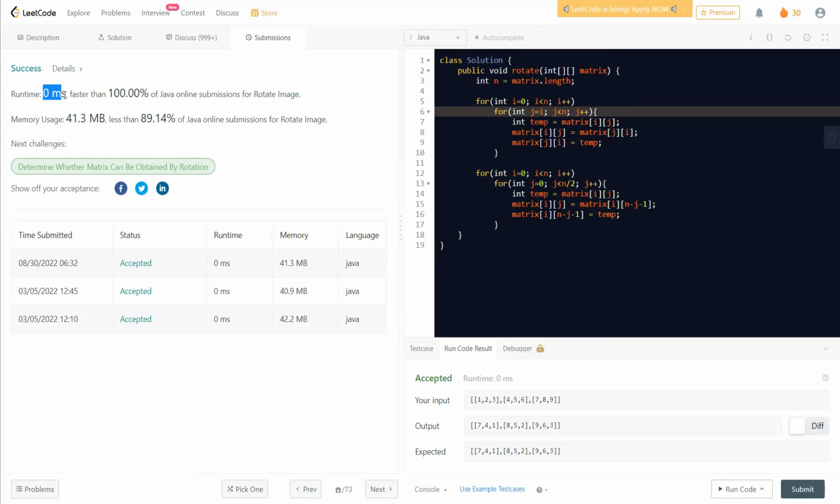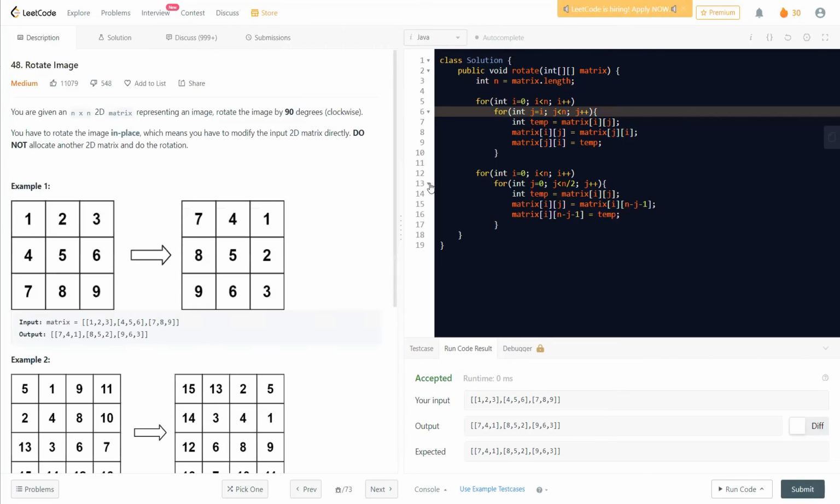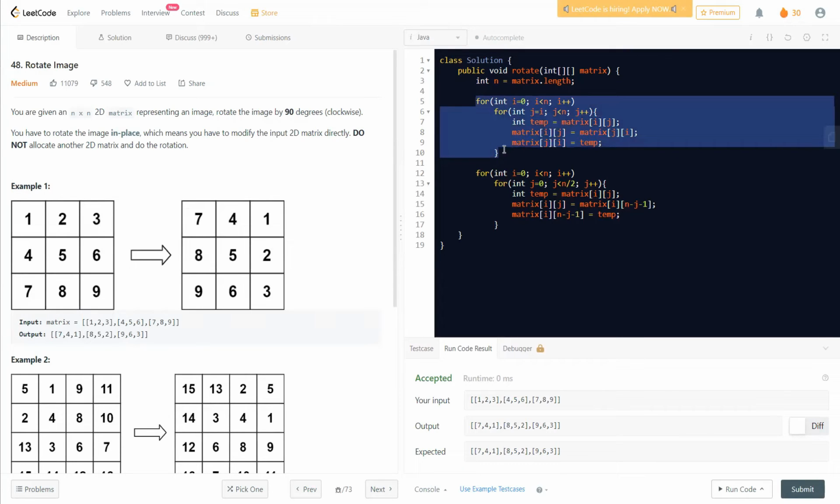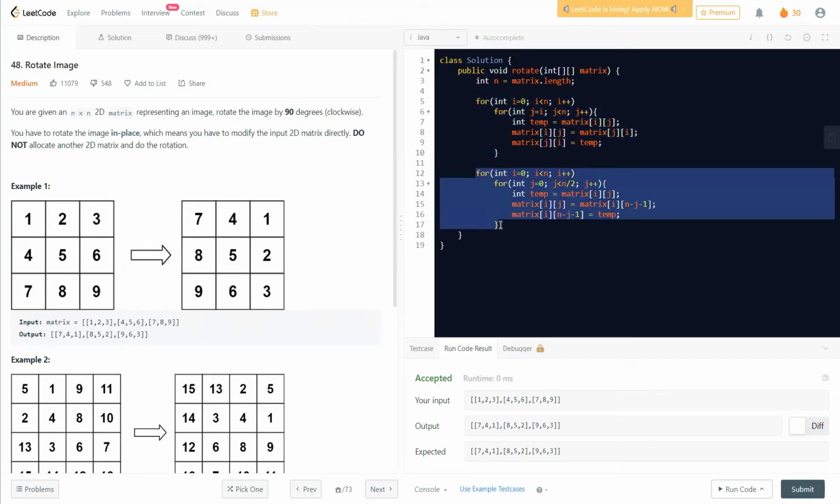So here we can see it's a pretty fast solution. It's a 0 millisecond solution. And if we just look back at what exactly we tried to do, we simply did the transpose in the first place. And then we swapped each of the elements one by one, based on each row.